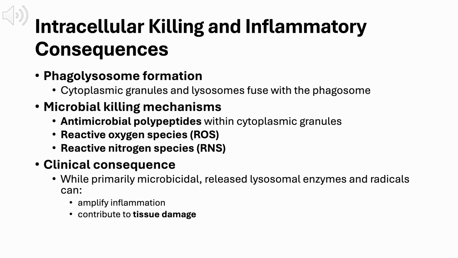After the pathogen has been enclosed within a phagosome, cytoplasmic granules and lysosomes fuse with it to form a phagolysosome. This compartment concentrates antimicrobial polypeptides, reactive oxygen species, and reactive nitrogen species, which work together to kill and degrade the organism. These mechanisms are highly effective, but they are not completely contained. Lysosomal enzymes and reactive radicals may escape into surrounding tissue, where they amplify inflammation and cause collateral injury. In the eye, this trade-off is clinically important. The same neutrophil response that controls infection can also damage delicate structures such as the cornea, retina, and uveal tract.